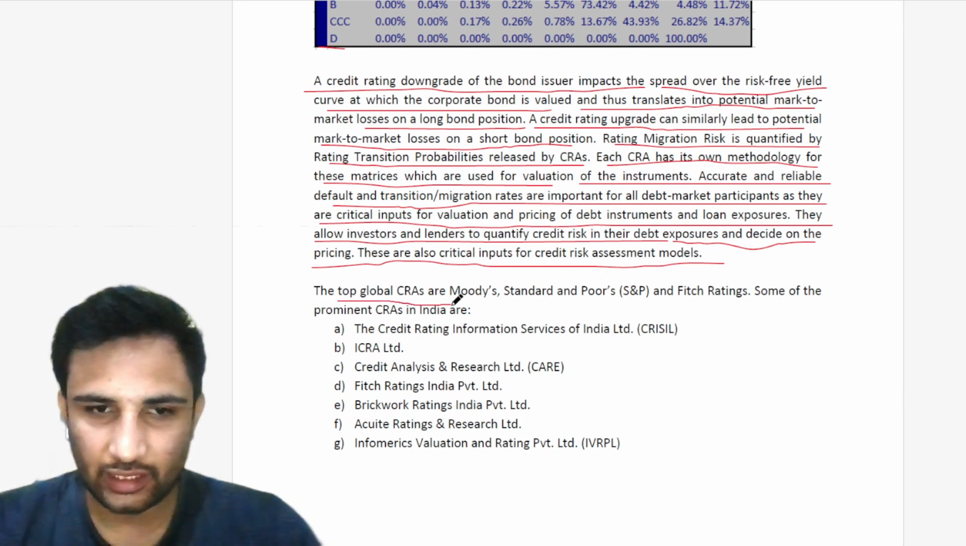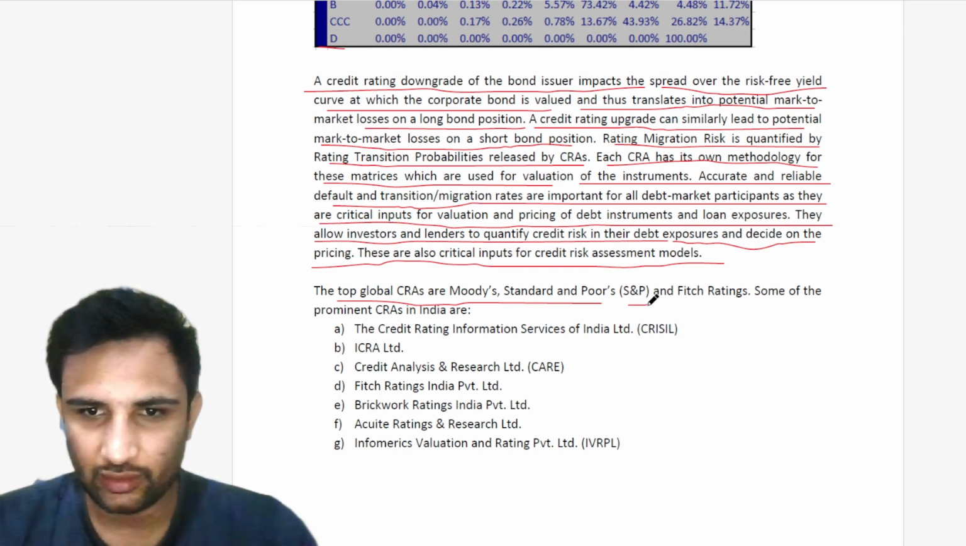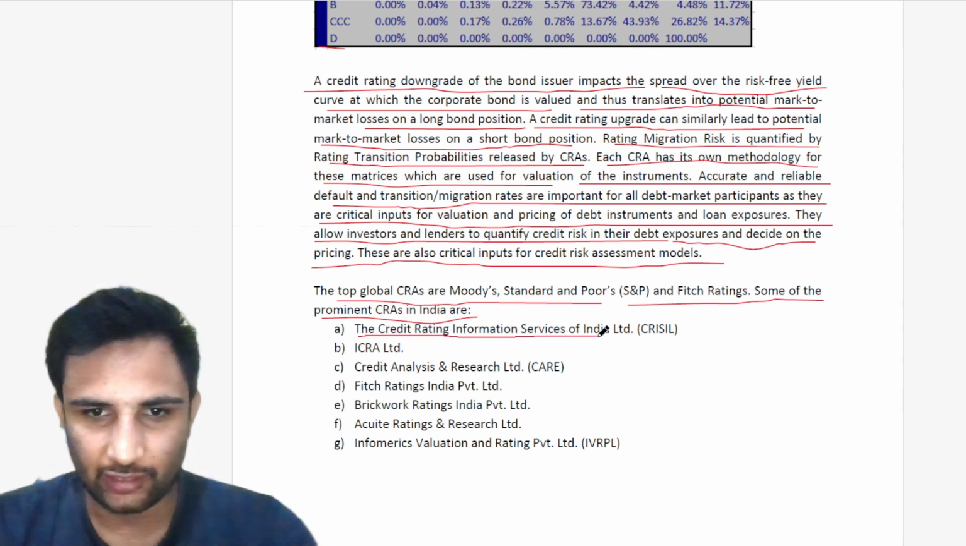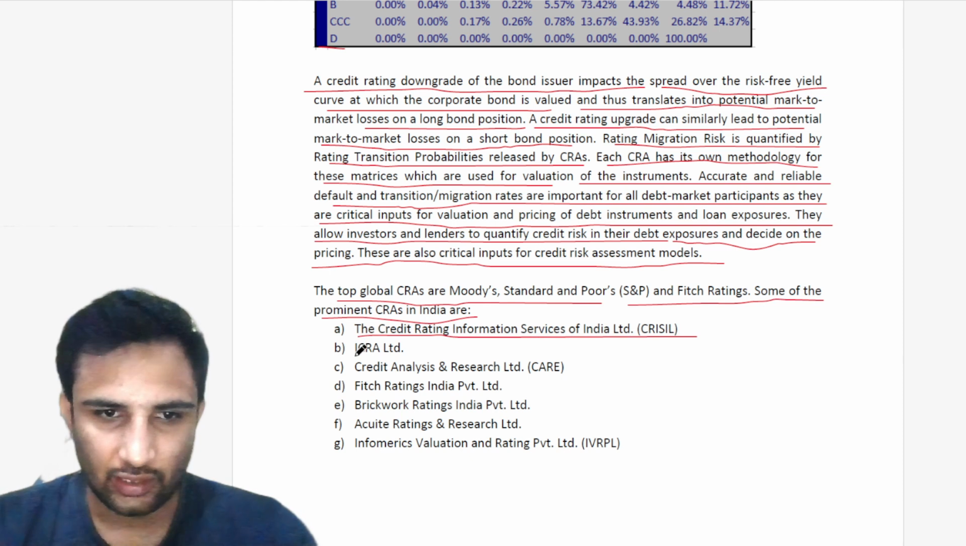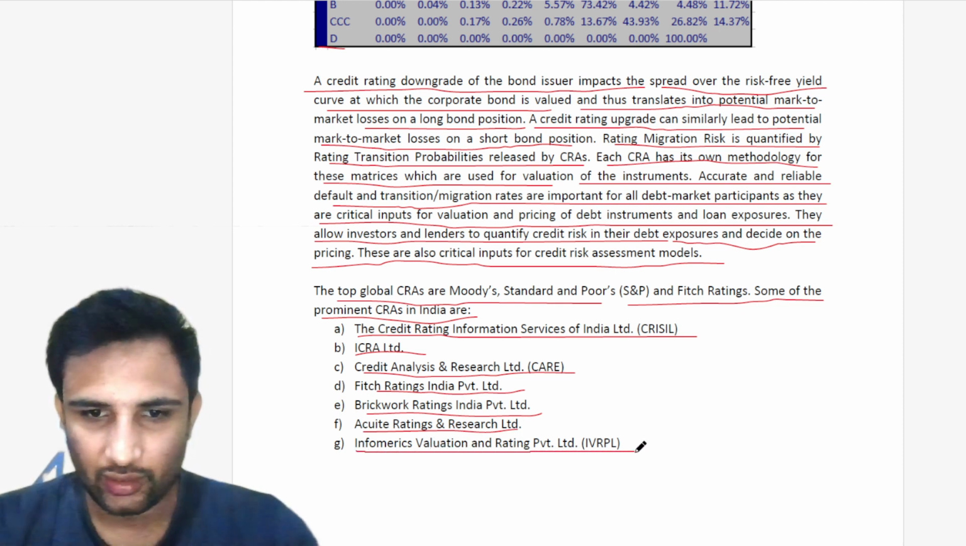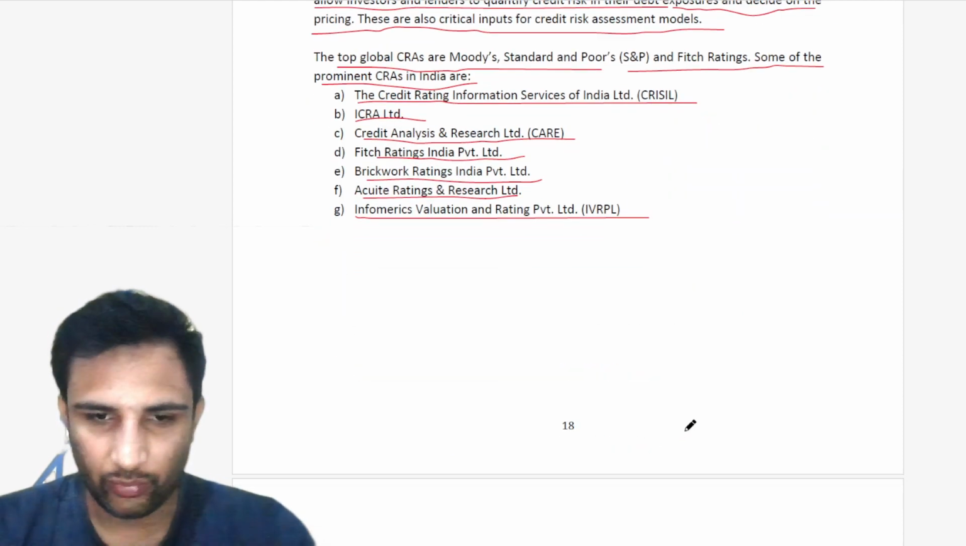The top global CRAs are Moody's, Standard and Poor's, that is S&P's, and Fitch Ratings. Some of the prominent CRAs in India are the Credit Rating Information Services of India Limited, that is CRISIL, ICRA Limited, Credit Analysis and Research Limited, Fitch Ratings India Private Limited, Brickwork Ratings India Private Limited, Acuité Ratings and Research Limited, Infomerics Valuation and Rating Private Limited, that is IVRPL.